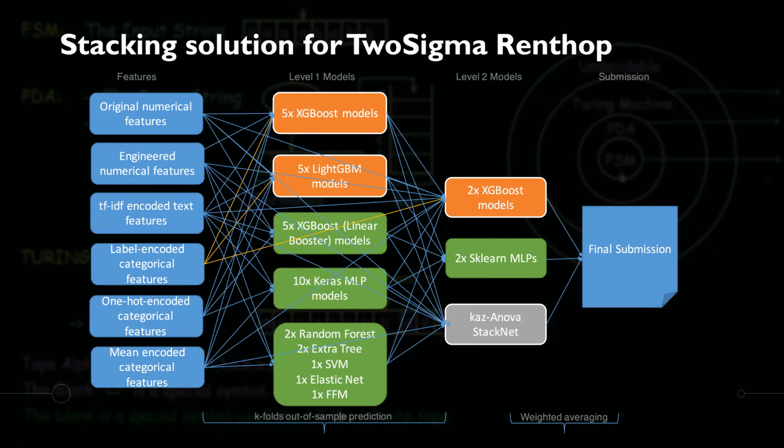So you can think of it as a black box, which does some complex things. But by the end of the day, I simply average the three outputs from the three stacking models and create my final submission. So this is the final solution for the Two Sigma Ring Hub competition.